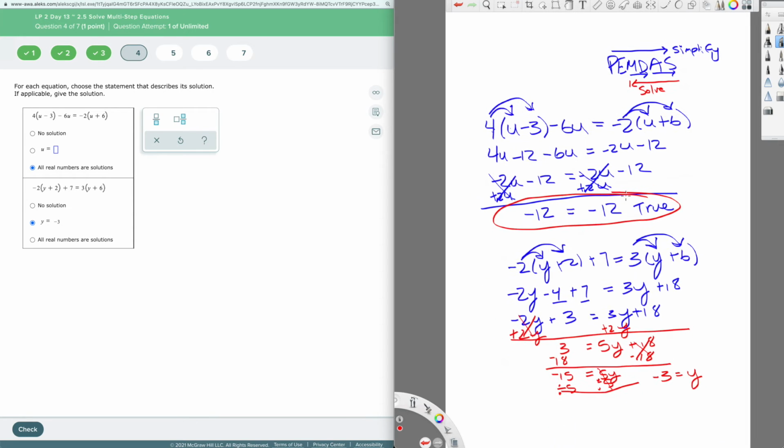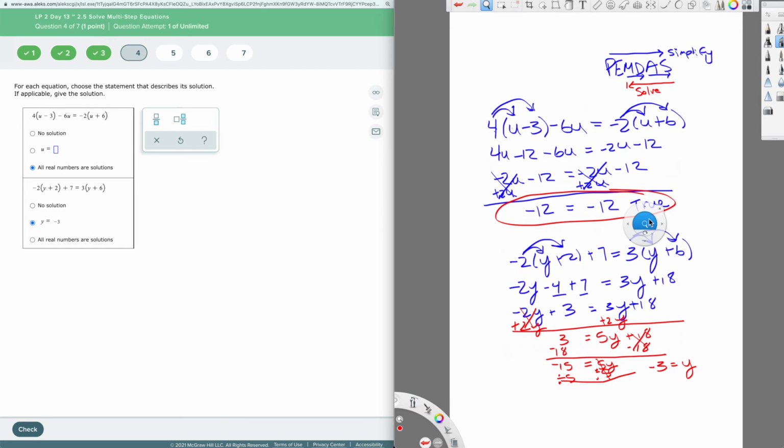Oh, I don't know why that's zooming out. That's interesting. Don't really want it to zoom out. Okay.